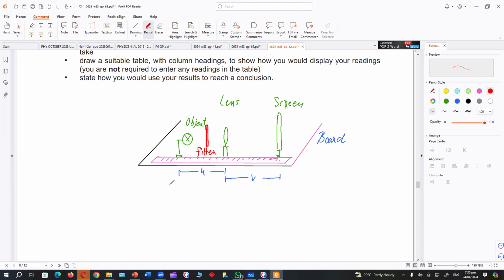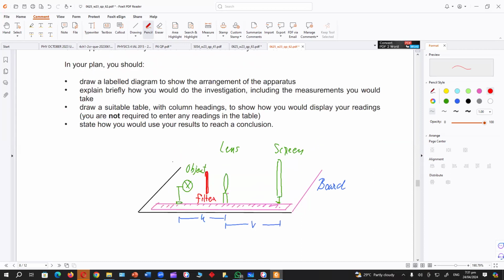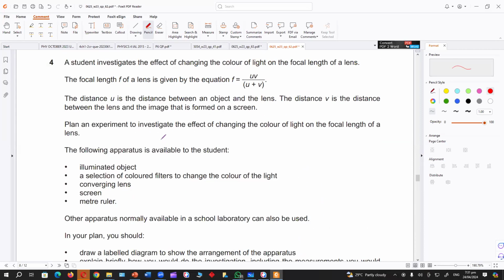So you will tell the examiner: arrange the apparatus like this, move the screen forward and backward until a sharp image is produced. Repeat the trial, doing the first trial without any filter. Start inserting the filters with different colors. Record the values of u and v and find the value of the focal length. This is the formula I'm talking about.